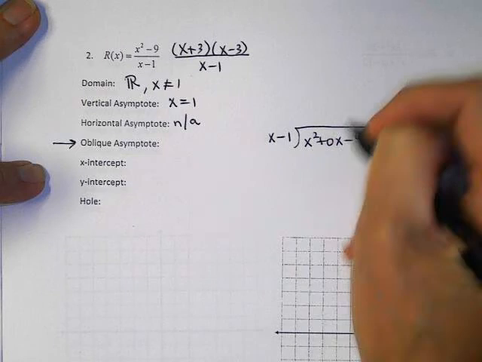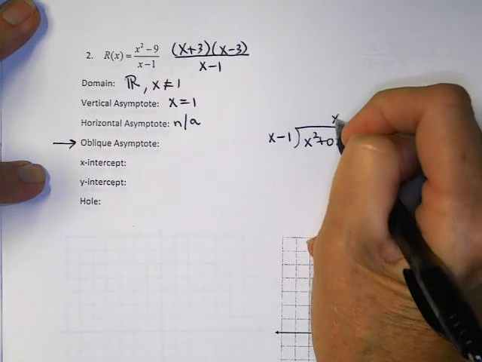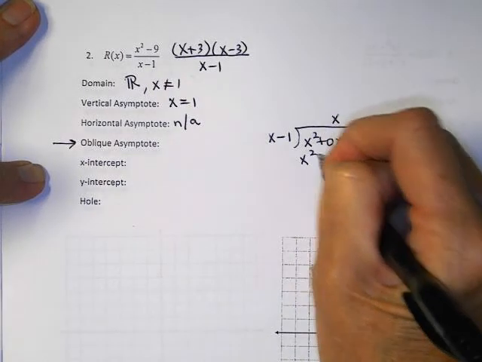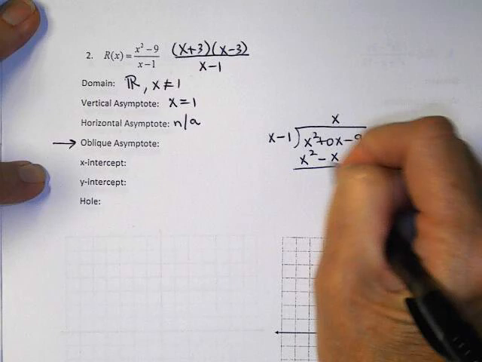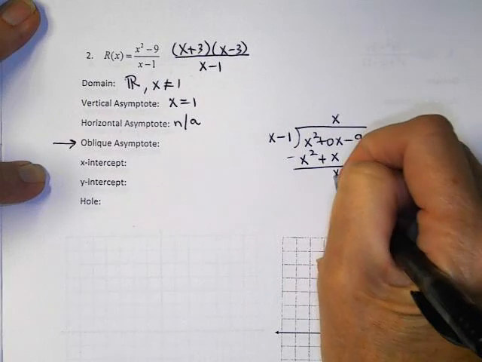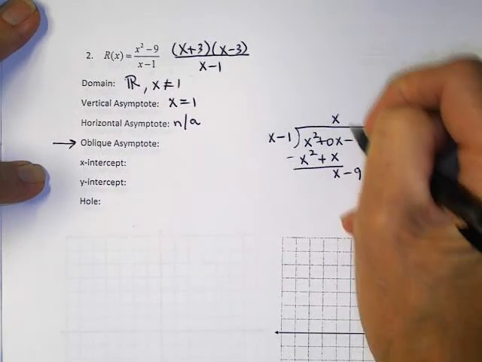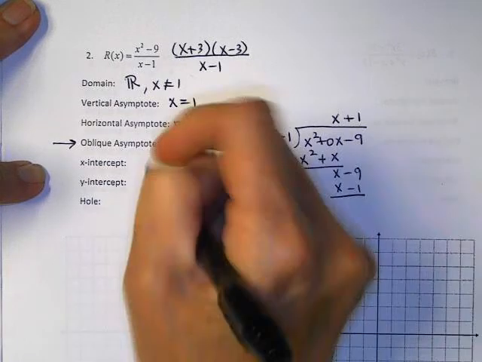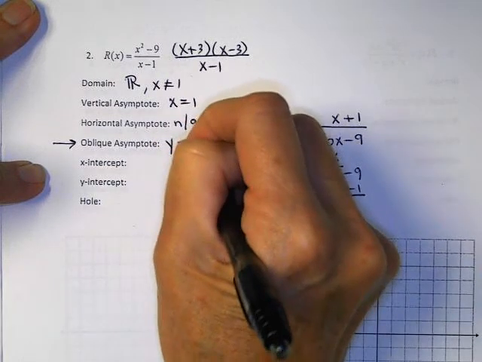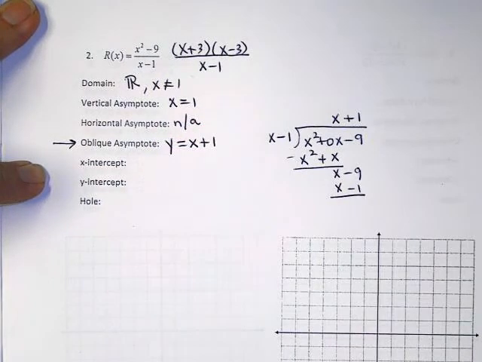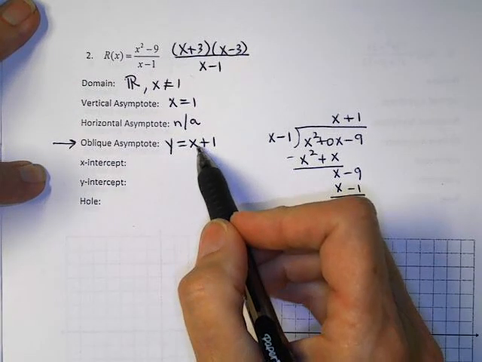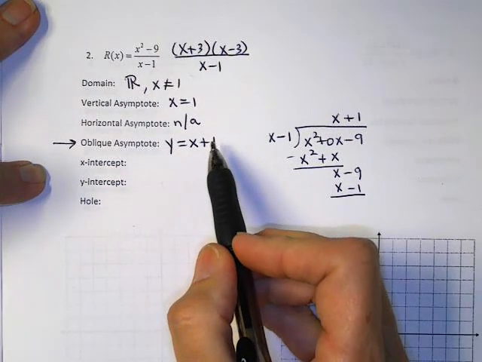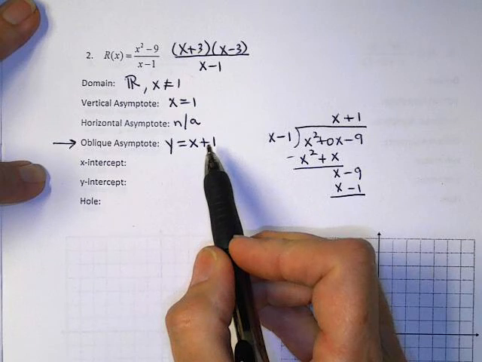I'm going to divide that by x minus 1 to figure out what my oblique asymptote would be. X times what is x squared? That's x. X times x minus 1 is x squared minus x. I'm going to change the signs and add. X times what is x? That's plus 1. I don't even really need to finish that off. So my asymptote is y equals x plus 1. Again, this is just telling you what's happening by this asymptote as we move towards infinity and negative infinity. It's not telling you what happens in the middle.